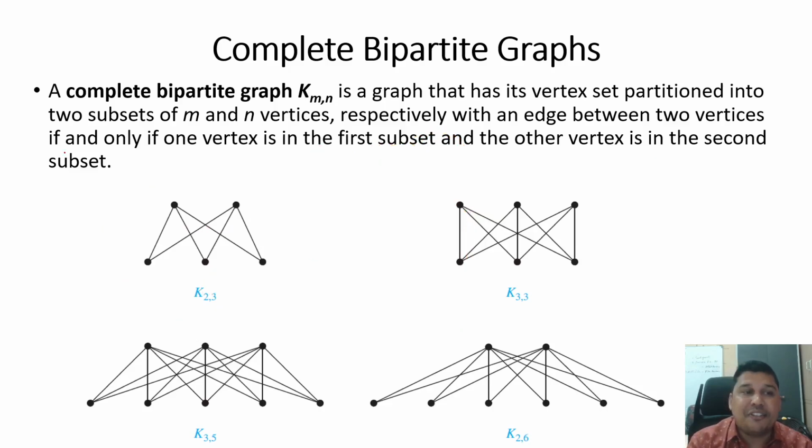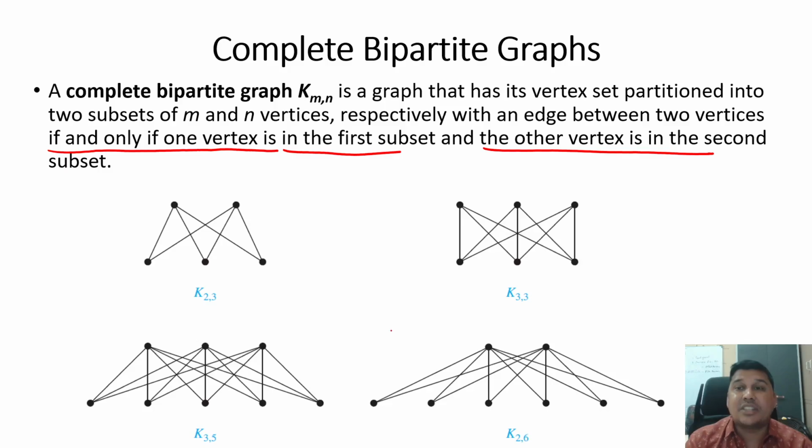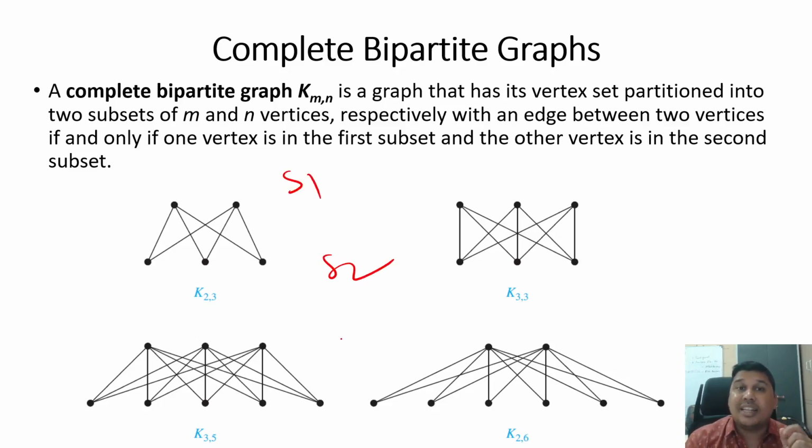Okay. If and only if one vertex is in the first subset and the other vertex in the second subset, there exists a path. See, here you see from this node A I am having a path to C, D and E. From B node, I am having a path to C, D and E. This is a complete bipartite graph. What is a bipartite graph? If there are two sets S1, S2, there is at least one edge from any one of the vertices of set 1 to any one of the vertices in set 2. That is partite.